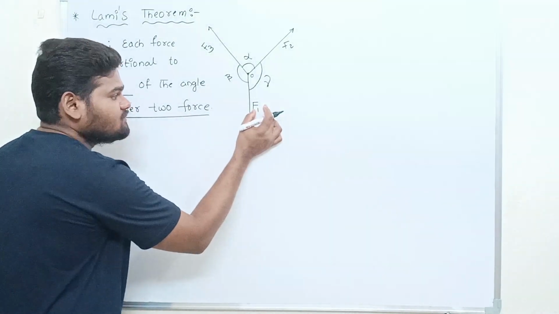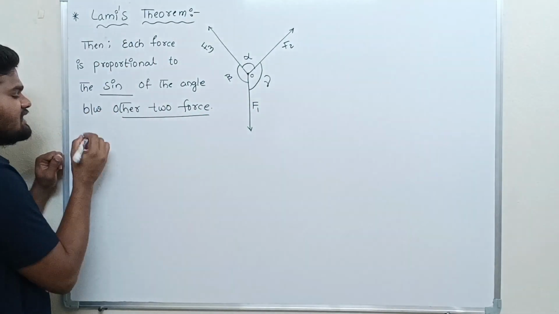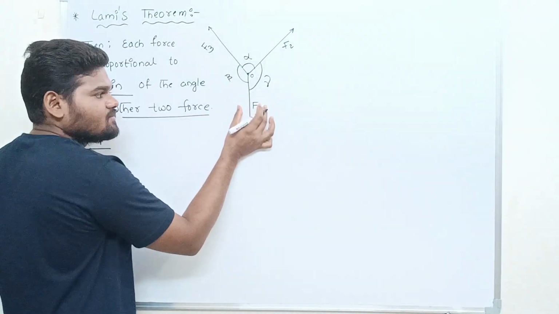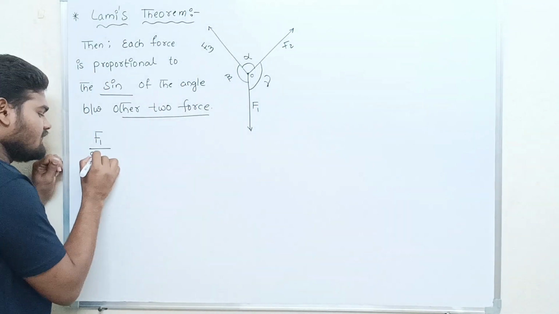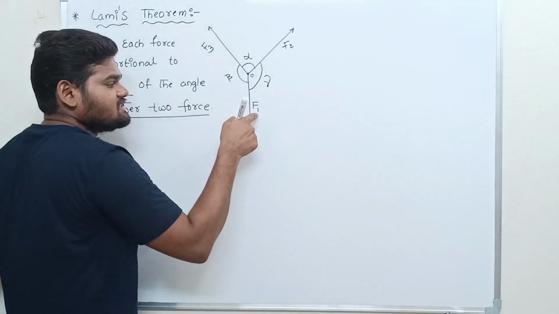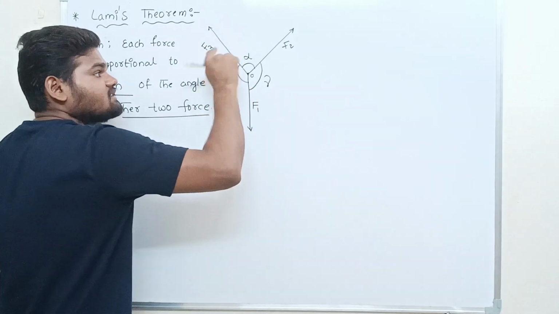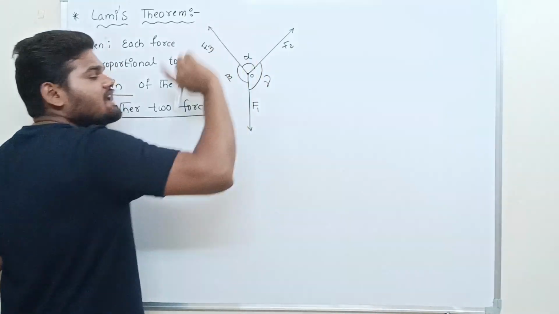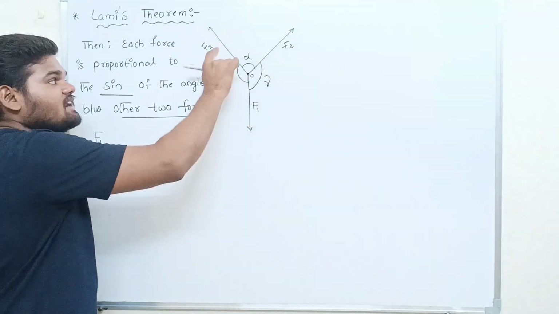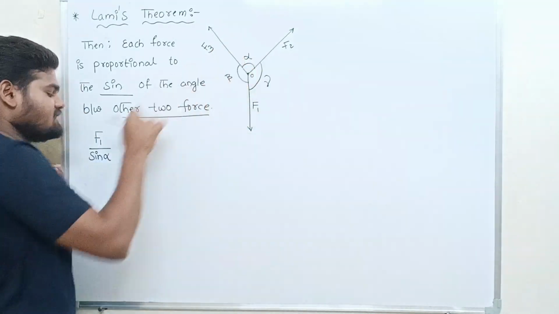That means, have a look, from Lami's theorem we can write, F1 is proportional to the sine of the angle between the other two forces. This is the F1 force. What are the other two forces? F3 and F2. What is the angle between them? Alpha. That's it. F1 by sine of the angle between the other two forces, that is alpha.